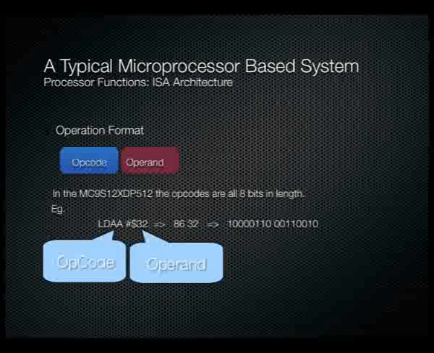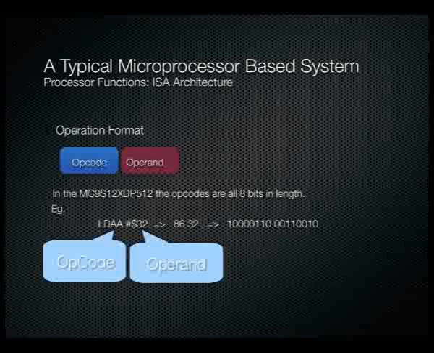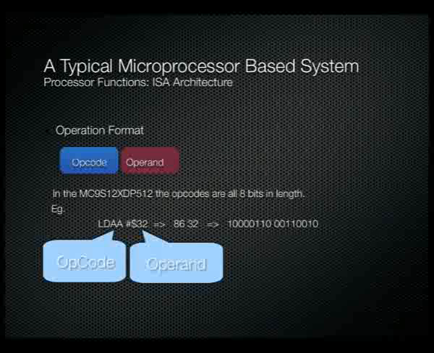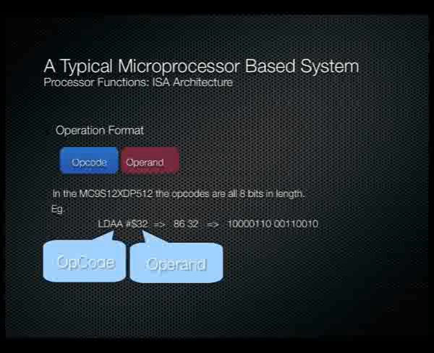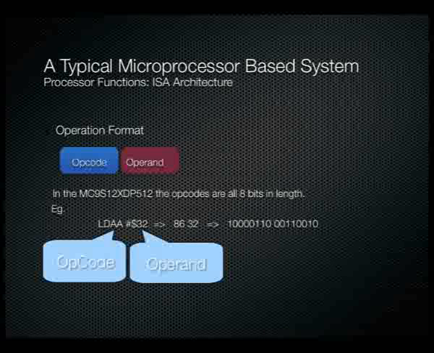So the operand may in fact be the actual value that we need for that operation, or it can be a pointer or a memory location to where we can get the particular value that we need. So it can be the actual value we need or a reference to somewhere else that we can then use in order to get that particular value or data that we require. So we have an opcode and we have an operand.